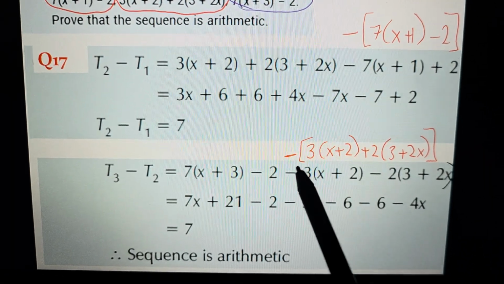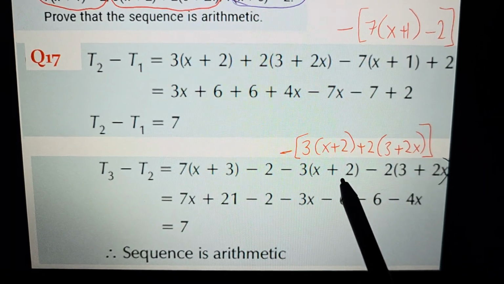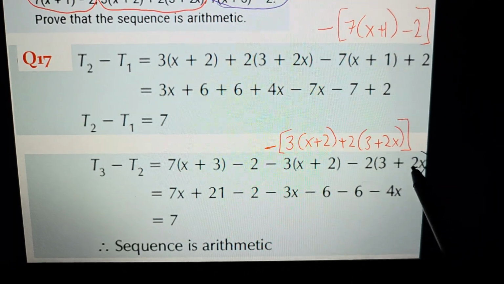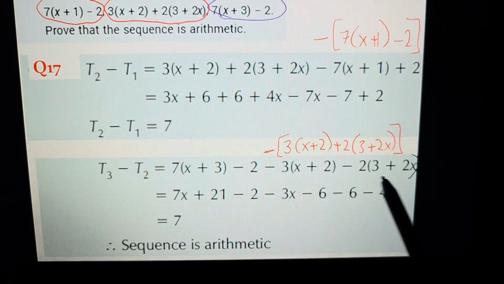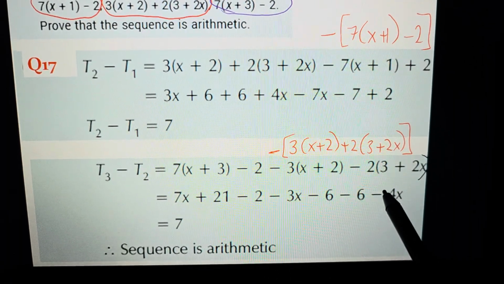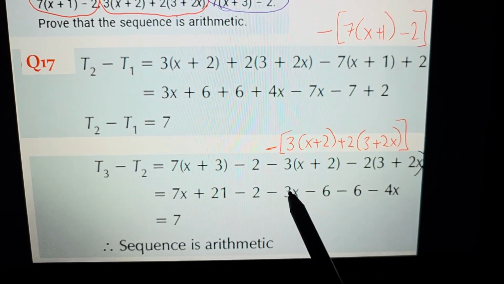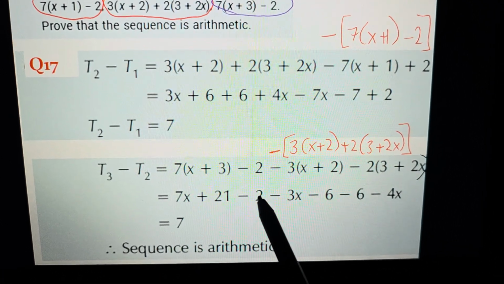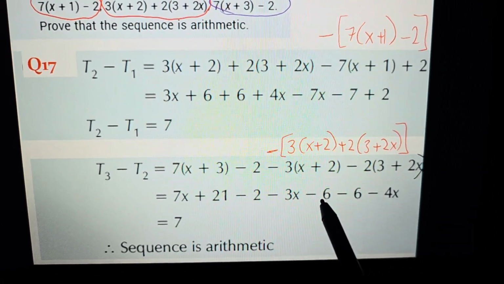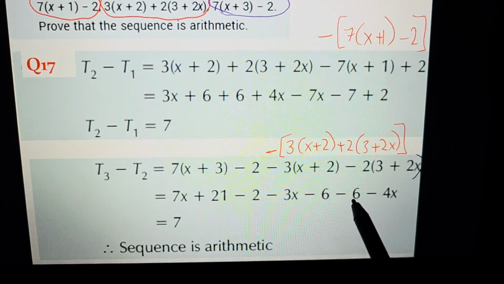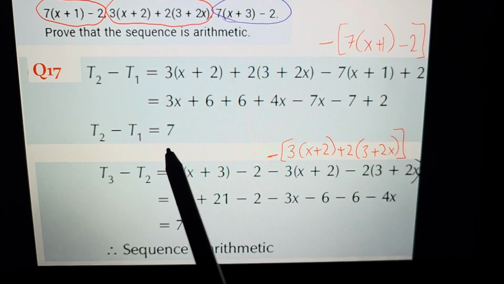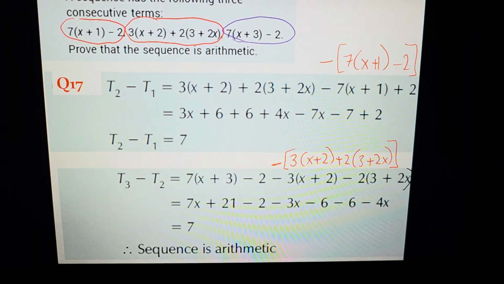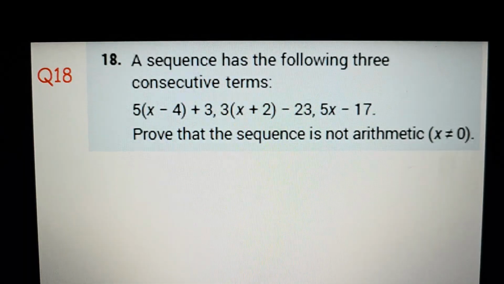Multiply the minus into the bracket, and that's how it's now becoming minus 3 times that bracket. And a minus by a plus 2 becomes a minus 2 times that bracket. Then you just have to multiply out all the brackets and you'll get the next line. And then group your x terms together. 7x take away 3x is 4x, and 4x take 4x is gone. 21 minus 2 is 19. 19 minus 6 is 13, and 13 minus 6 is 7. So I got the same common difference, which tells me the sequence must be arithmetic, because of the fact that you're getting a common difference.